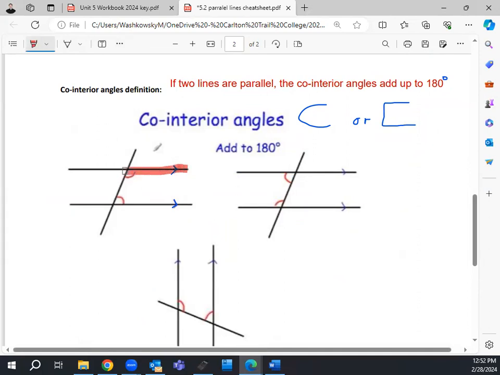So I can find myself a nice little C here. What does that mean? It means that for these two angles, if this one's 110, this one has to be 70, because both of these need to add up to 180. The co-interior angles share the inside. The inside angles of the C add up to 180 degrees. If you know one of them, you will automatically know the other.